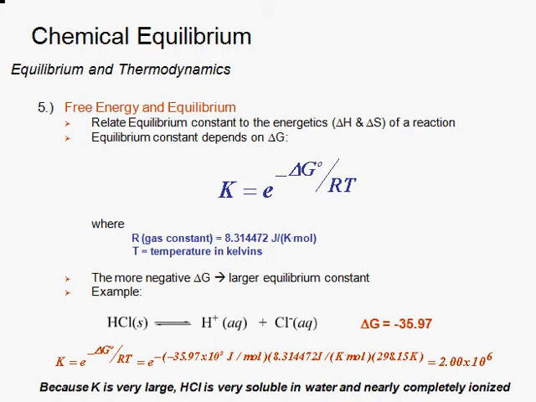The more negative delta G, the larger the equilibrium constant. For example, HCl gives H plus and Cl minus. So delta G, let's consider, is minus 35.97. With the help of this relation, K is equal to e raised to power minus delta G upon RT. If delta G is negative, then e raised to power minus will become positive, and K will have a very large value. HCl is very soluble in water and nearly completely ionized.